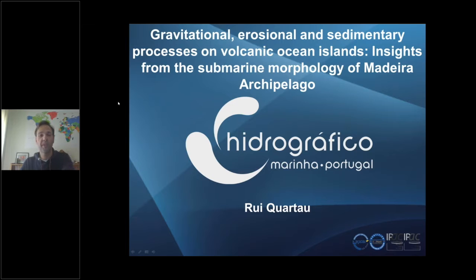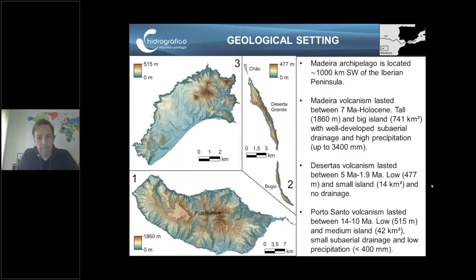So I'm here to present this work about the submarine morphology of Madeira Archipelago. Basically, what we did here was just look at the morphology of the submarine part of the archipelago and try to infer the process that gave rise to that morphology.